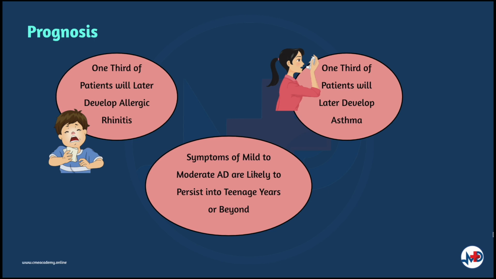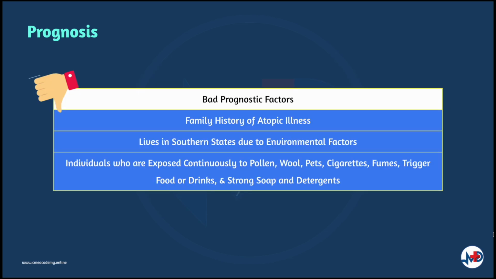Symptoms of mild to moderate atopic dermatitis are likely to persist into teenage years or beyond. Patients with family history of atopic illness have poorer prognosis. Same goes to those living in the southern states due to environmental factors. Individuals who continue to be exposed to pollen, wool, pets, cigarettes, fumes, trigger food or drinks, and strong soaps and detergents have poorer outcomes too.